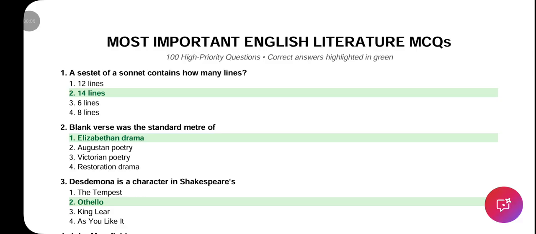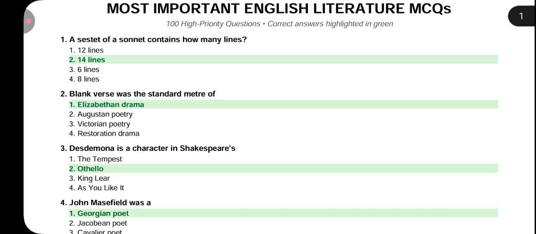Today in this video let us know about the most important English literature MCQs, which are very important and necessary for NET, SET and competitive exams. So let us get into the questions. First one, a sonnet contains how many lines?